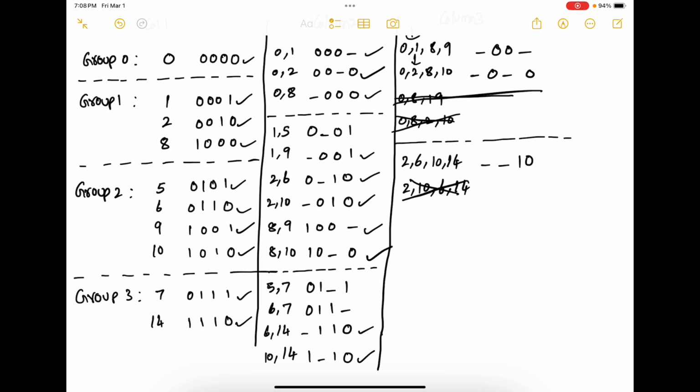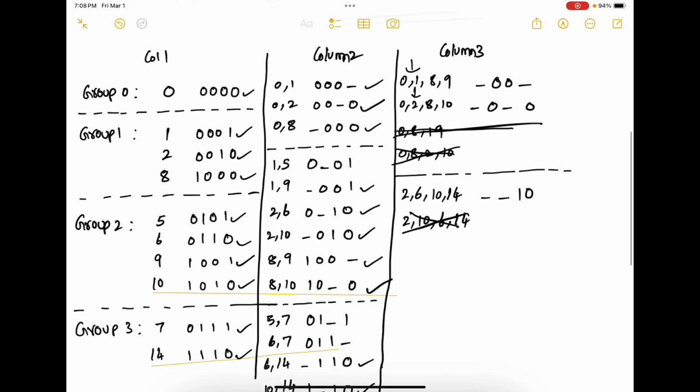Next, can you combine 8, 9 with something? The only possible thing is with 6, 7 because the dashes align, but you cannot really combine them because 3 bits are changing in fact. And how about 8, 10? You could only possibly compare it with 5, 7, but again there is a 3-bit change, so you cannot really compare it. Therefore, we are done with all the comparisons.